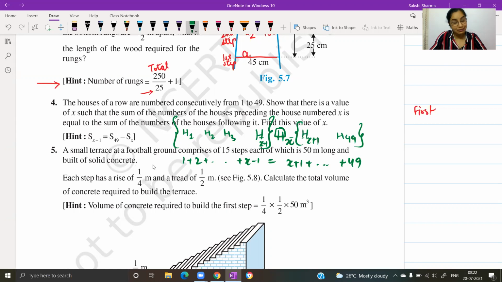Sorry, you are given that this exists. You have to find out x, the value of the house for which such a result exists. This is given to you that the sum of values from 1 up to x minus 1 is same as the sum of values from x plus 1 up to 49. You have to find out the value of x.